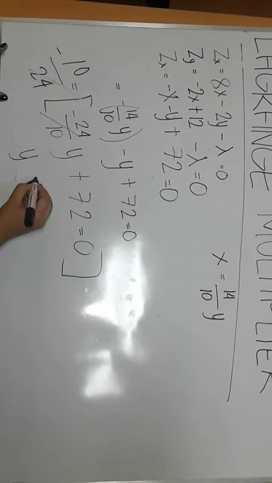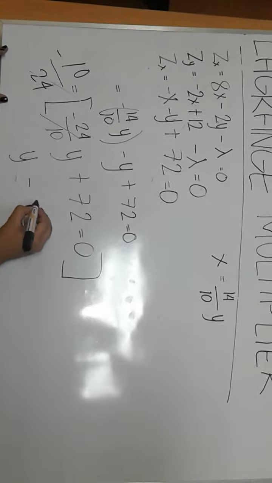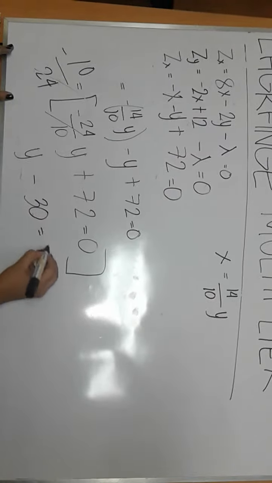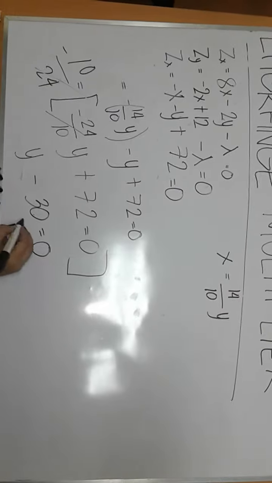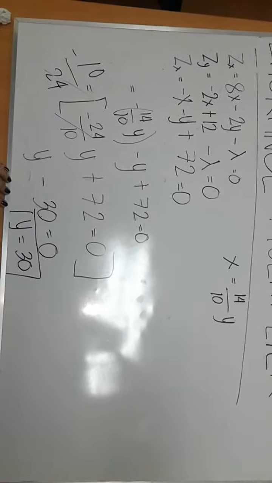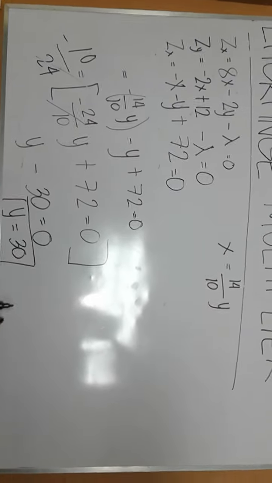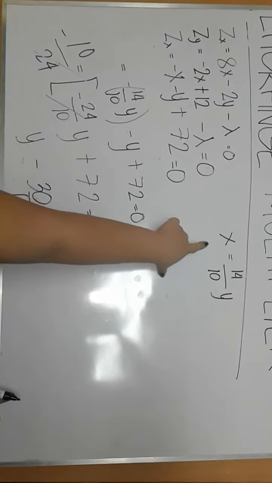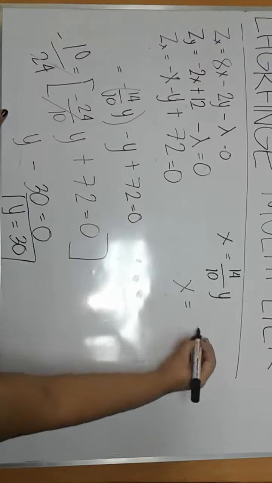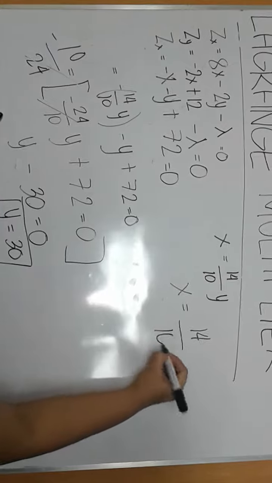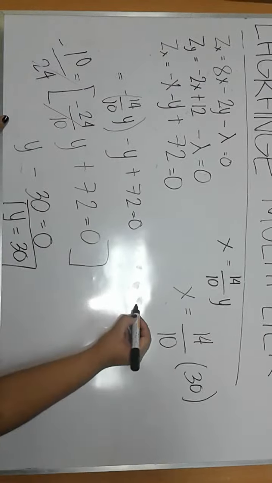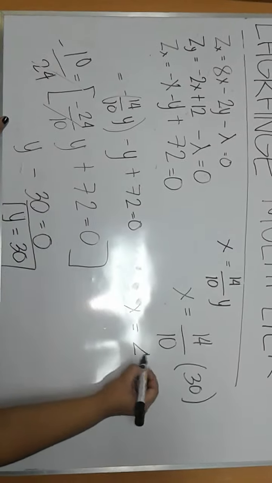So y, negative 30 is equal to 0. Transpose, y is equal to 30. Now we have the value of y. Next, we will substitute y to our x so that we can find the value of x. So x is equal to 14 over 10 times 30. So x is equal to 42.